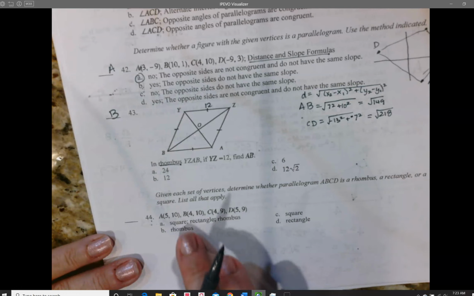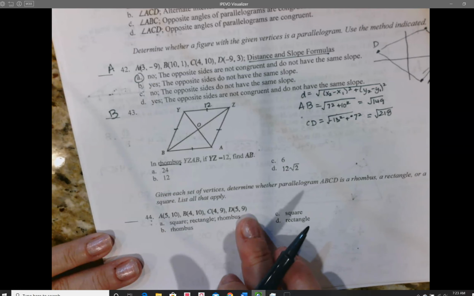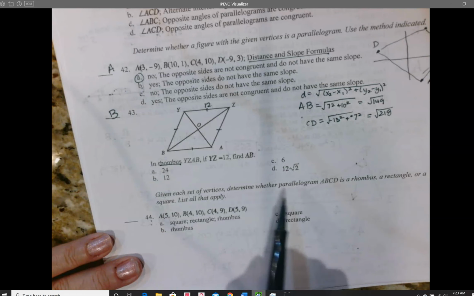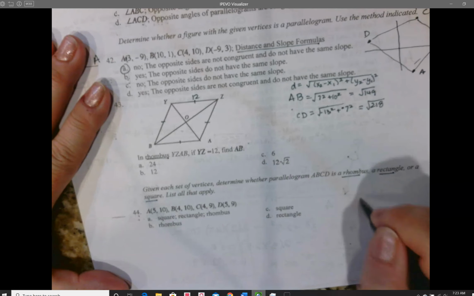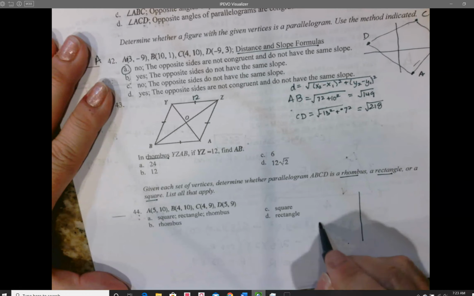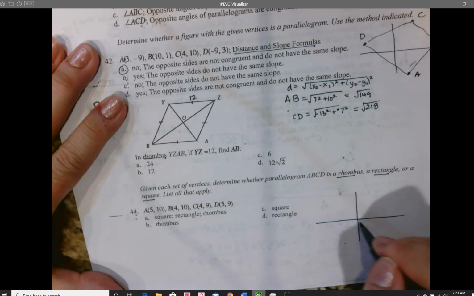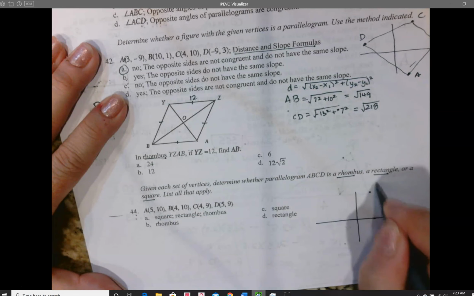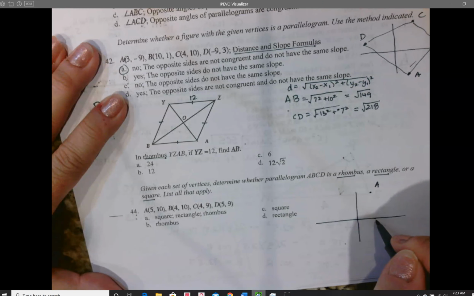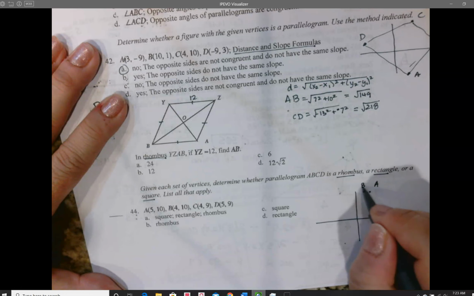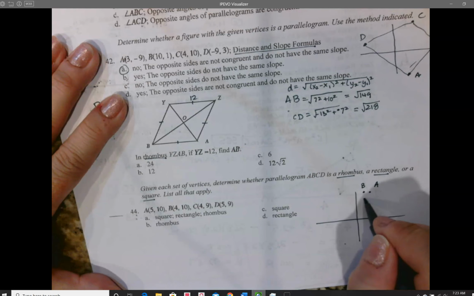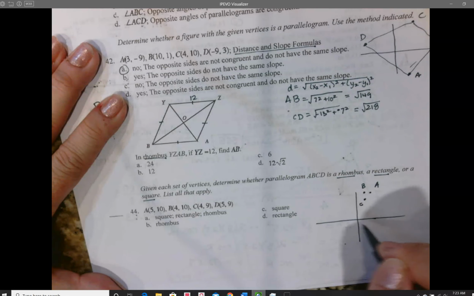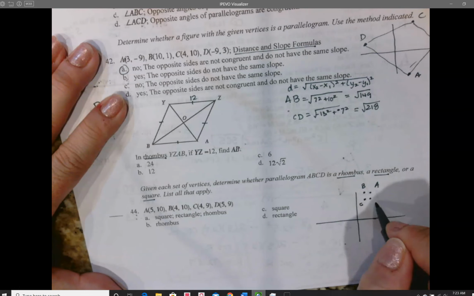So next one, I just have some points here, and we need to know, is it a rhombus, a rectangle, or a square? So again, I'm going to do a quick sketch just to visualize where my points are and which ones are across from each other. So I'm going to go 5, 10 for A, 4, 10 for B, 4, 9 for C, and 5, 9 for D.